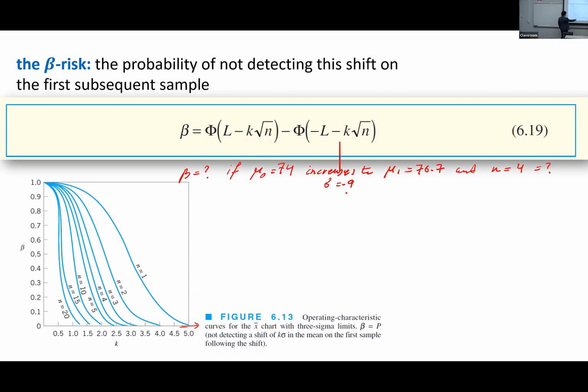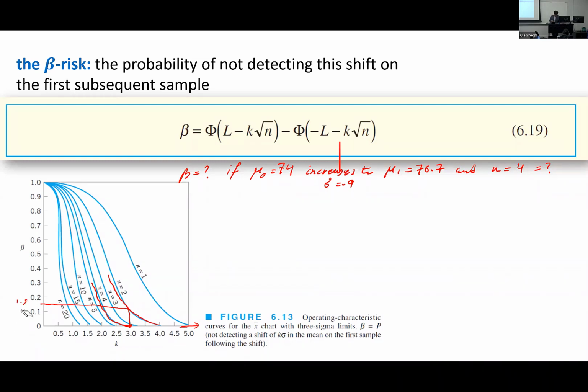So k hasn't changed. K is 3. But beta increased to 15% now, when I changed n to 2, because I shifted to the next line. I was here. That's the amount of shift in mean. I went from n equals 4, which is here, to n equals 2, which is here. So now I go up. I see that corresponds to a beta of 15%.